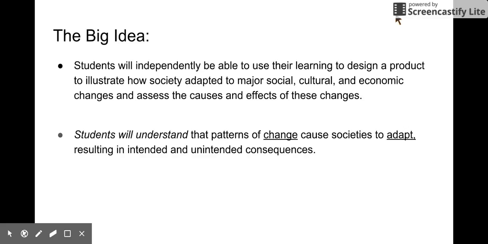That's where we wanted all of the content for the entire year to be able to be relatable back to our task at hand. And we've had the children understanding that throughout the year, they will be studying how patterns of change cause societies to adapt.